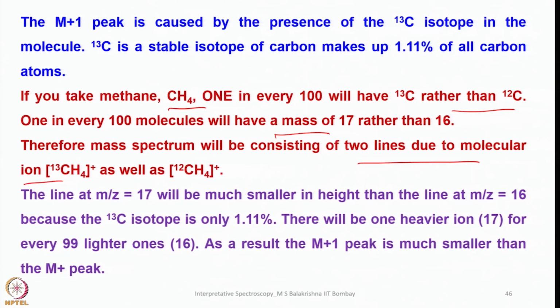The line at M/Z value of 17 will be much smaller in height than the line at M/Z value of 16, because the 13C isotope is only 1.11%. So there will be one heavier ion, 17, for every 99 lighter ones, 16. As a result, the M+1 peak is much smaller than the M+ peak. The M+ peak represents the isotope which is abundant, maximum, whereas the other one is for the smaller isotope present in the molecule.